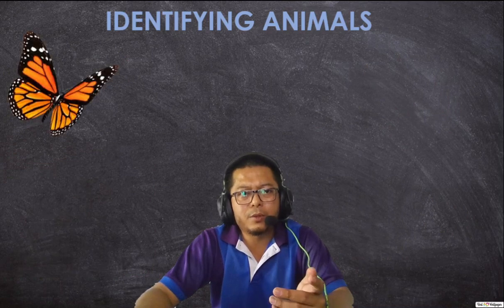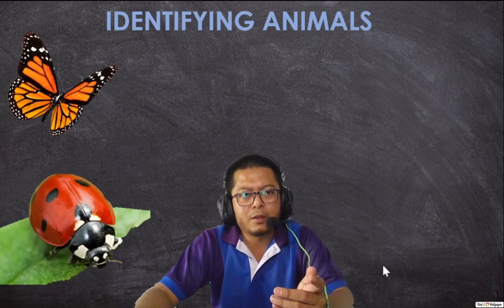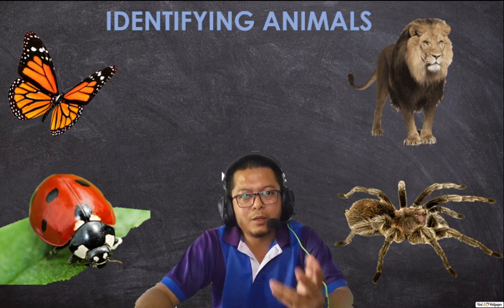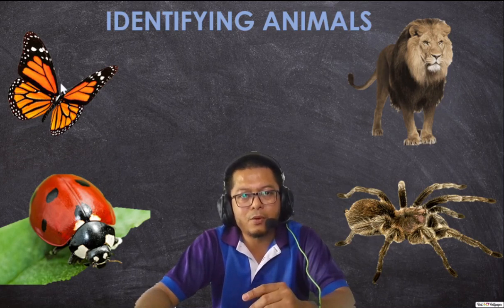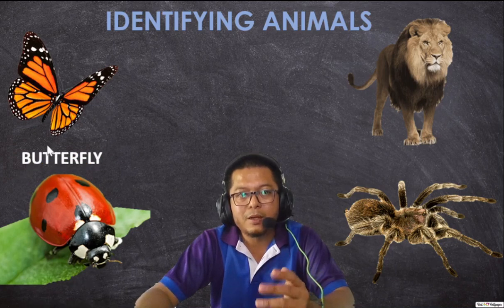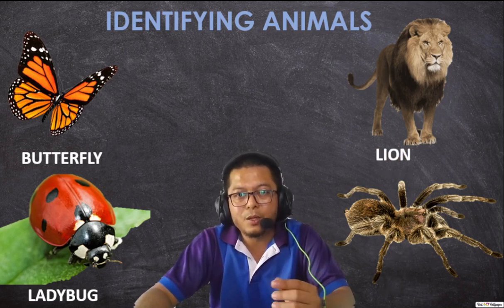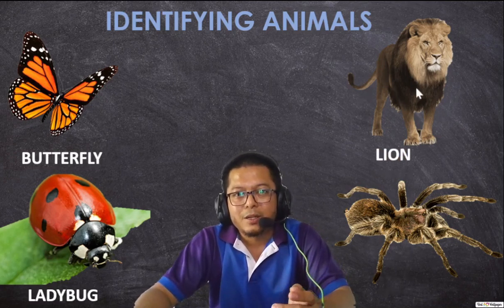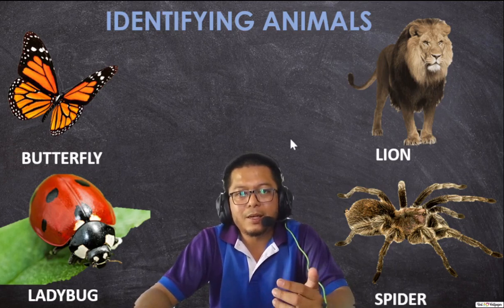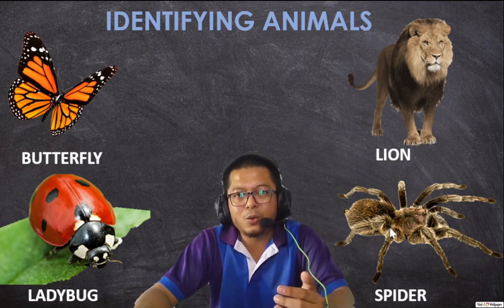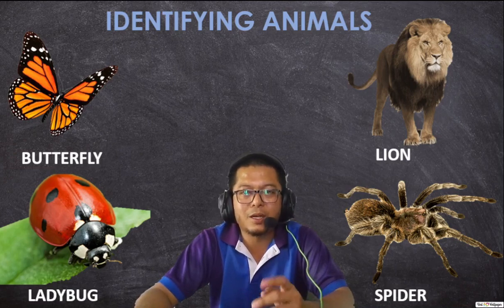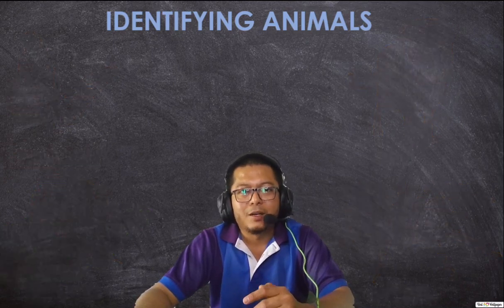Next animal would be this one, another animal, and this animal. If you can see here, there are 4 different types of animal, and everyone knows this is a butterfly, and this would be a ladybug. Ladybug, a small animal, an insect actually. So this is a lion, and a spider, or specifically, I think it's a tarantula, but we can also call it spider. Okay, next animal.